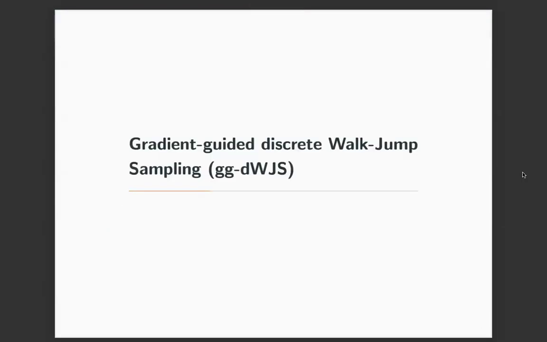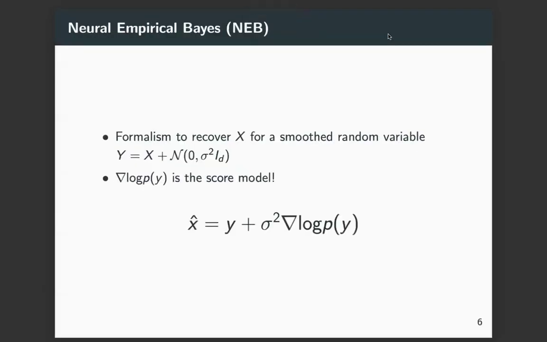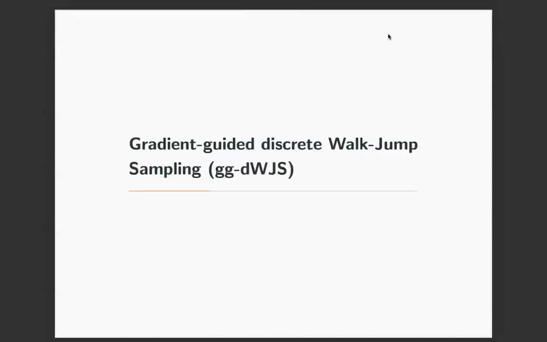Now, so the idea that I presented before. So sorry, Zarif, what's the full name of NEB again? Neural empirical Bayes. Okay, get it. Okay, great. Any other questions?